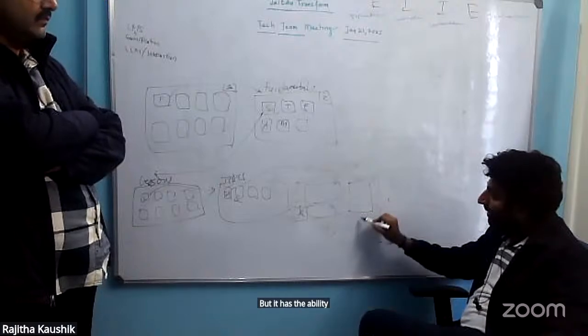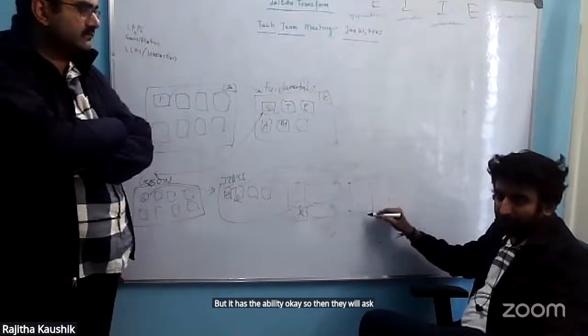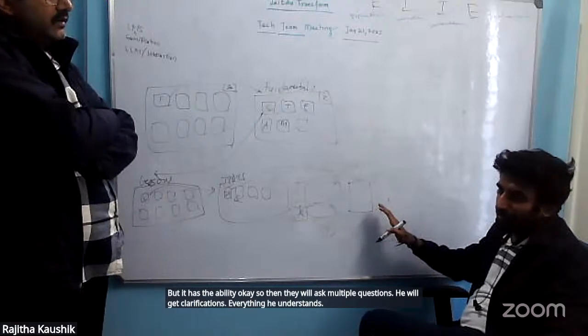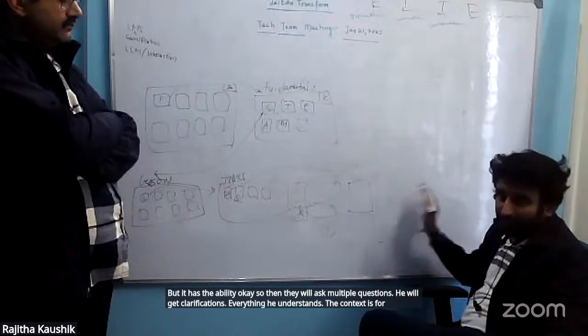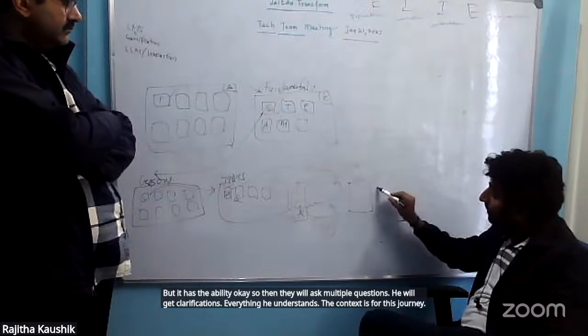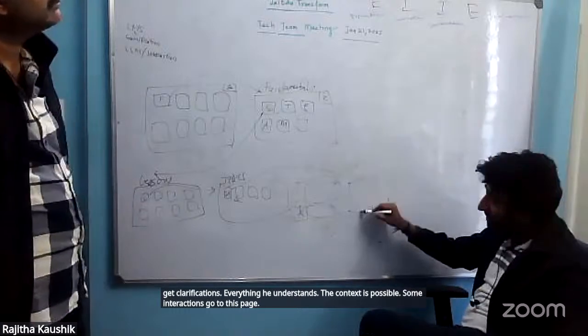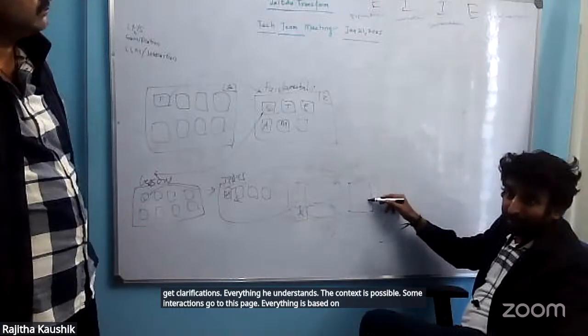Okay. So then he will ask multiple questions, he will get clarifications, everything he understands. That's possible, context is possible. Okay, then this journey will end. And here also, some insight should go to this phase. Based on the insights and the answers, the system generates here. Who will do the evaluation?